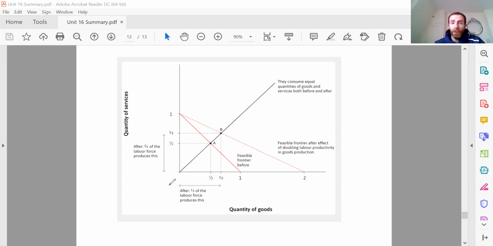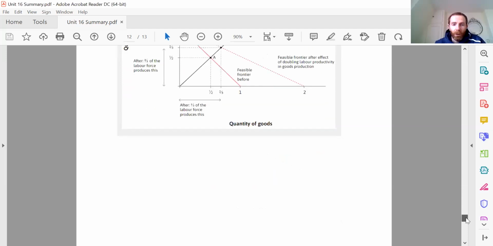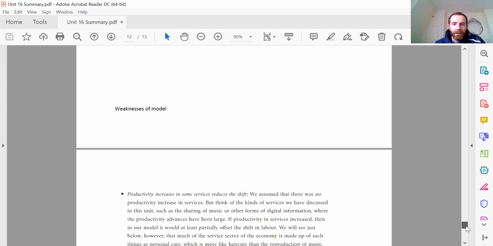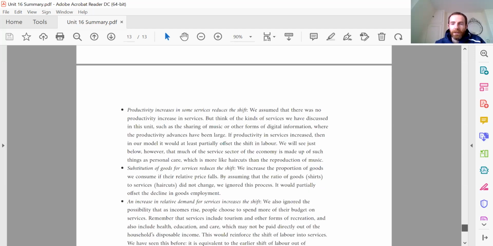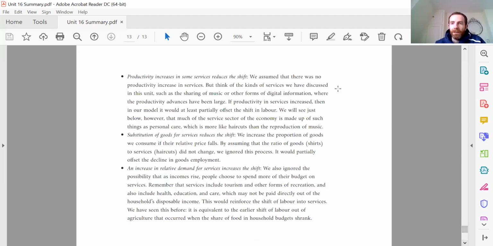Now, there are lots and lots of weaknesses and issues with this model. And to finish off with, I'll just pick out a few. One is that to assume that productivity in services has remained constant and hasn't changed at all is a little bit unrealistic. There have been some services where we have seen increases in productivity, so that's a weakness.